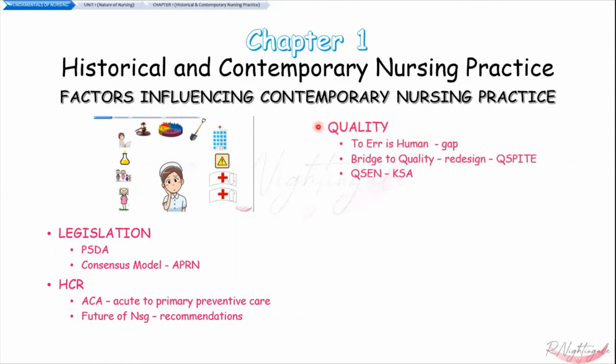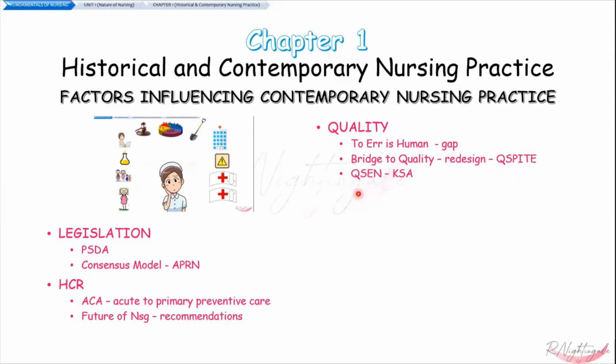And in quality and safety, we discussed a report entitled To Err is Human, in which they discussed the gap between the status of American healthcare and the healthcare that is being received by the Americans. We also discussed another IOM report entitled Crossing the Quality Chasm, in which they recommended that there should be a redesign in the healthcare delivery system, and they also provided 6 core competencies that 21st century healthcare should have, namely the QSPIDE: quality improvement, safety, patient-centered care, informatics, teamwork and collaboration, and evidence-based practice.